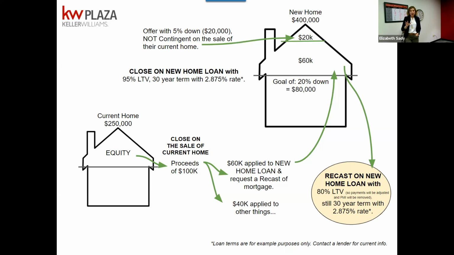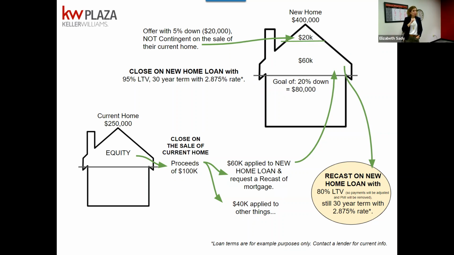Okay, so the way that recast works on the new house, it costs about $300 with the lender to do. A lot of times you can use the same appraisal from when they bought it. They don't have to do a new appraisal. They're going to apply the $60,000, which is going to drop the loan to value below 80%. And that's going to lower the balance of the loan by $60,000. They're going to recast it across the 30-year term that is remaining on the loan.